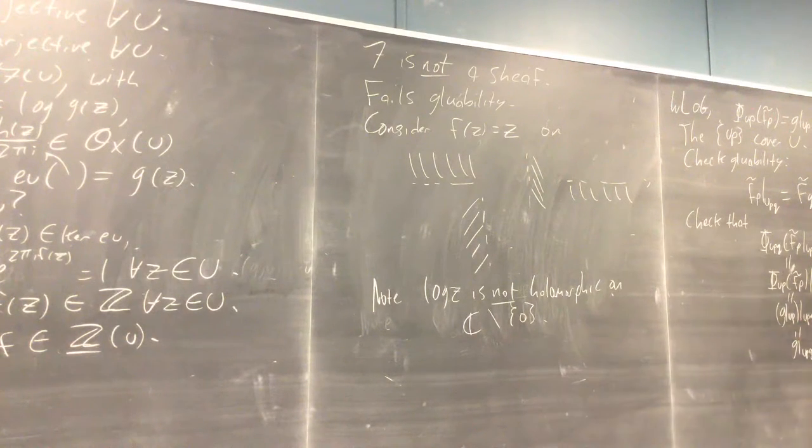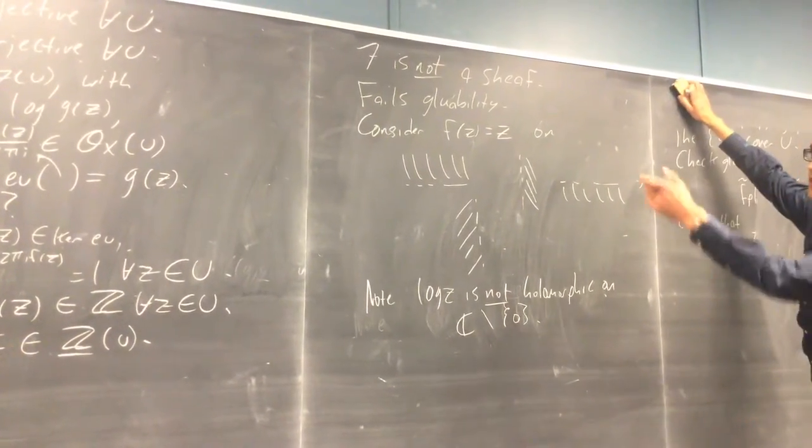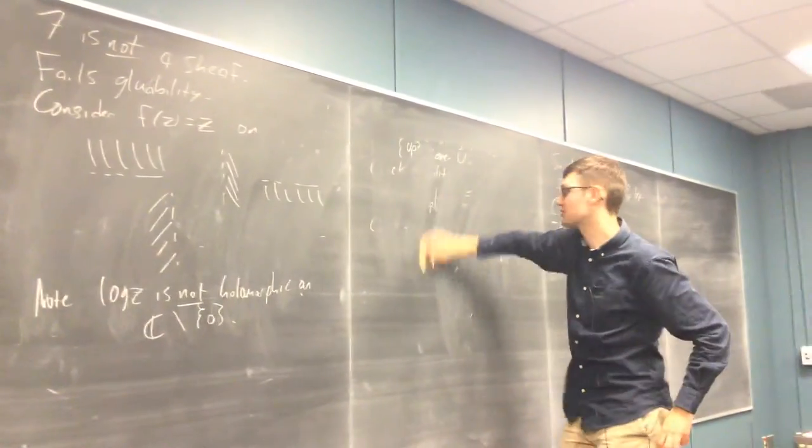So now I can say why the co-kernel fails. So we look at the co-kernel of that inclusion map I that I drew in the short exact sequence.